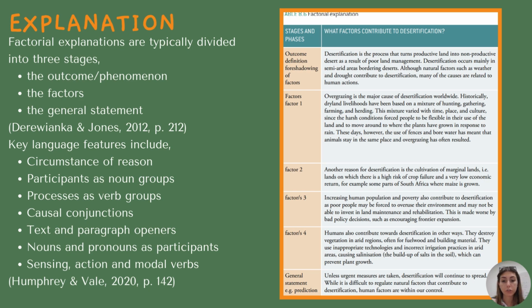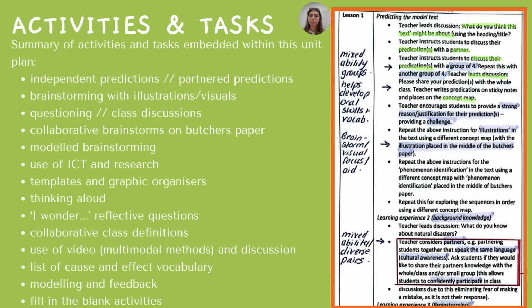The final stage of factorial explanations is a general statement about the phenomenon, which may be in the form of a prediction. Students are expected to plan, draft, and publish their factorial explanation. To achieve this, the teacher has utilised text-based teaching methods, whereby the teacher collaborates with their students and supports them to consistently gain more knowledge and better engage with texts.